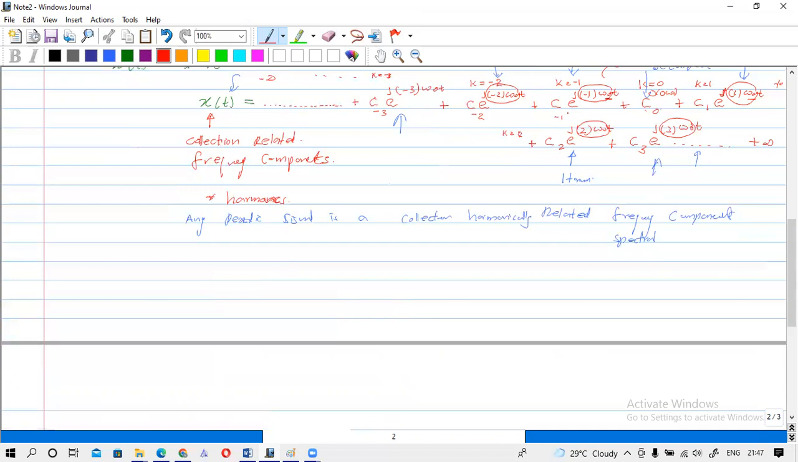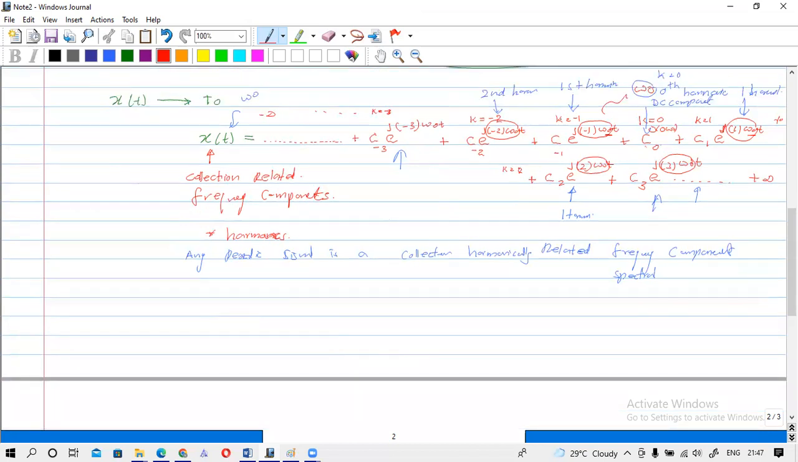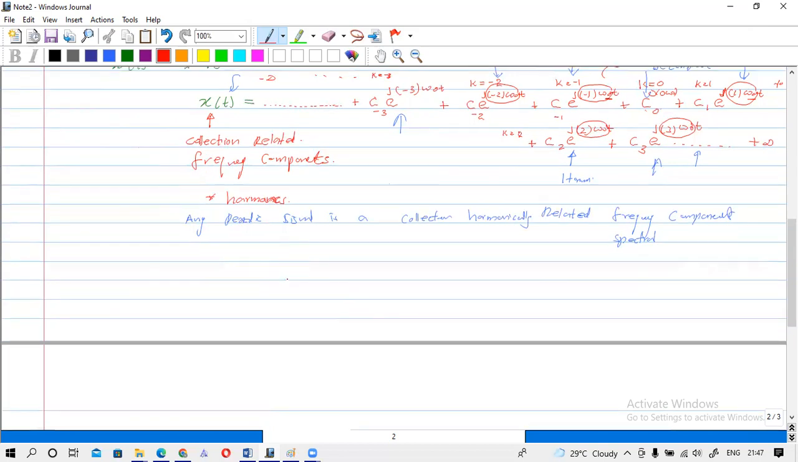Another thing, you know the Euler formula. What does the Euler formula say? e to the power j theta is equal to cos theta plus j sin theta, or e to the power minus j theta is equal to cos theta minus j sin theta. So these are the Euler formulas.